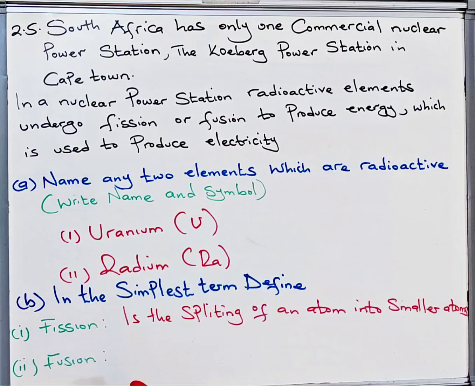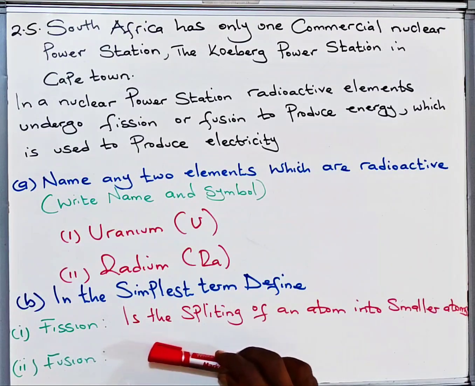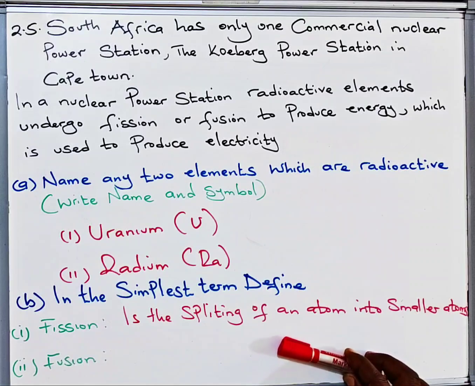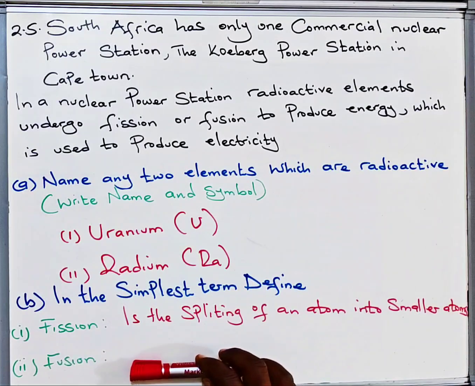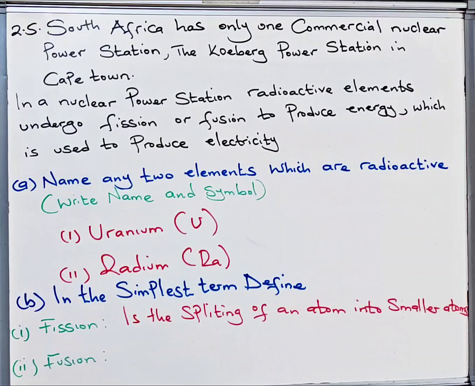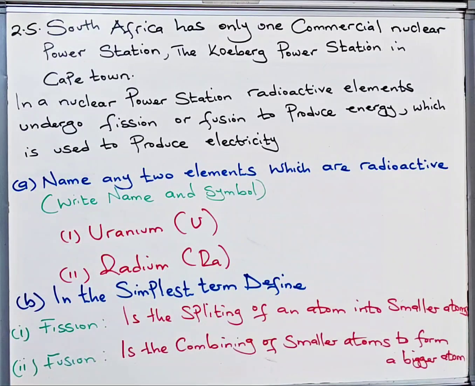The next one, fusion. What is fusion or nuclear fusion? This is the combining of smaller atoms to form a bigger atom, or the combining of lighter atoms to form a heavy atom.